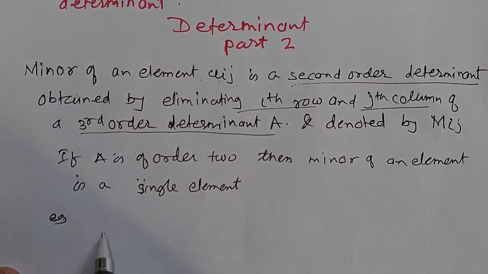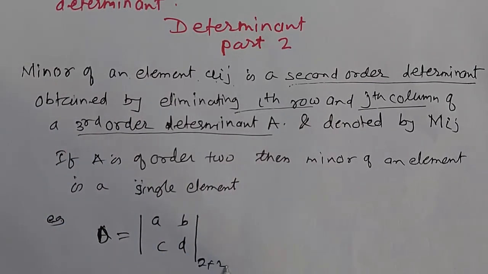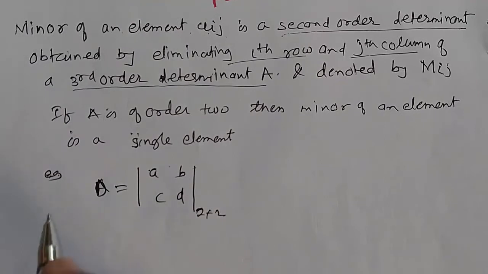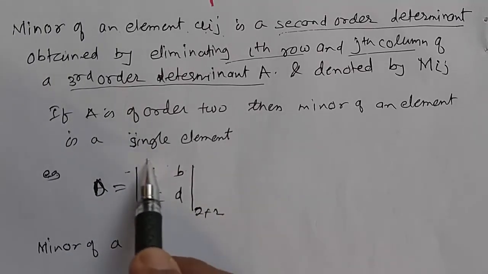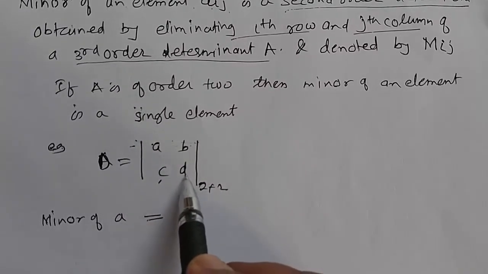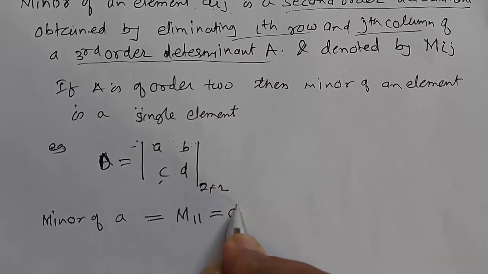Example, suppose you take determinant D with elements A, B, C, D. It is a second order determinant. Now, we find the minor of each element. There are 4 elements. First is the minor of A, which is first row first column. So, we delete first row first column, and only D remains. So, it is a single element D, denoted by M11 is equal to D.